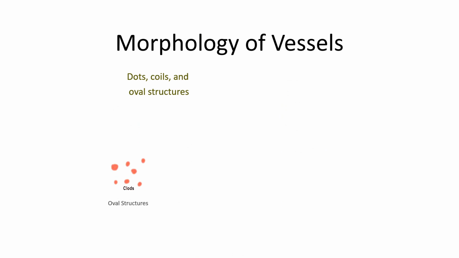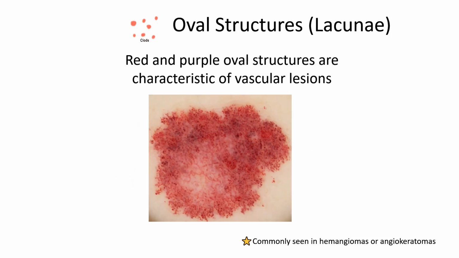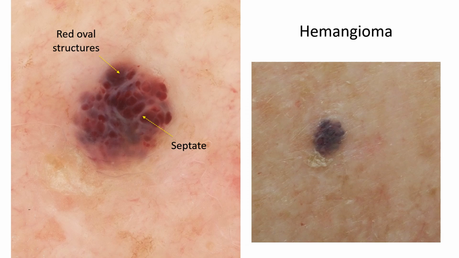Oval structures. These are red and purple oval structures characteristic of vascular lesions. And this is commonly seen in hemangiomas or angiokeratomas. In this particular case, we have these red oval structures or red clods. They're separated by these whitish areas, which are septa, and this is very characteristic of a hemangioma.